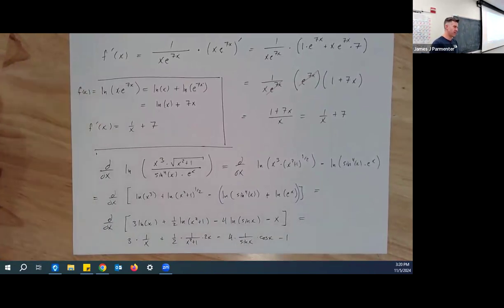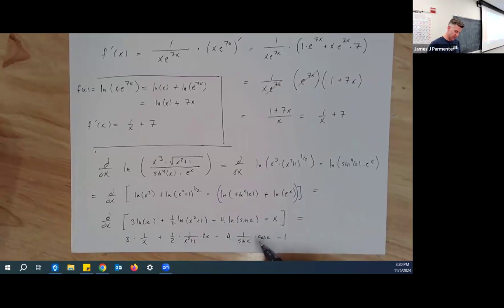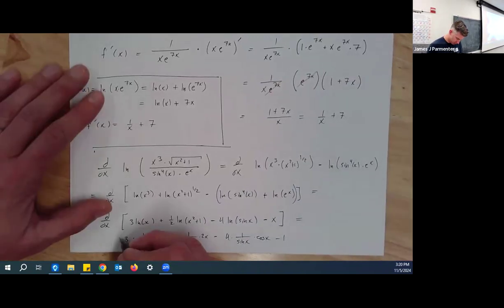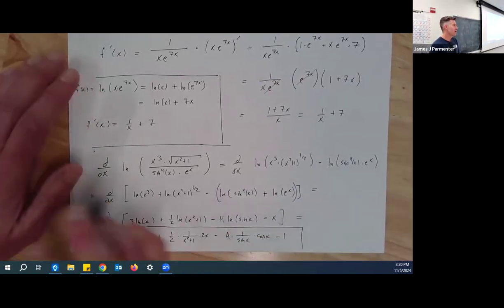And I would not bother simplifying it, although we could. The 2 and the 2 here could cancel, and 4 times 1 over sine times cosine is really 4 times cotangent of x, because cosine x over sine x is cotangent. But don't bother.